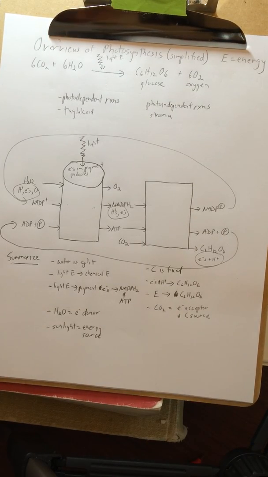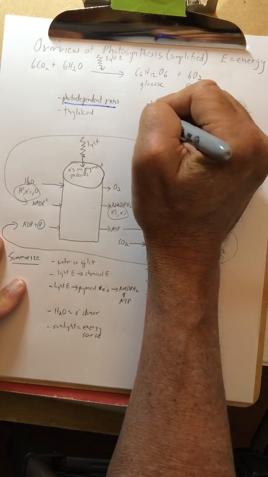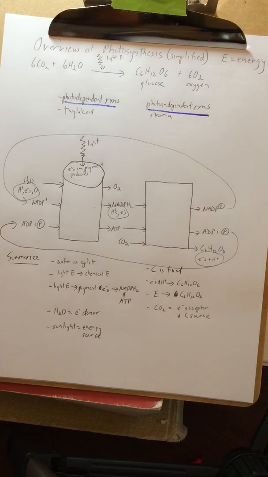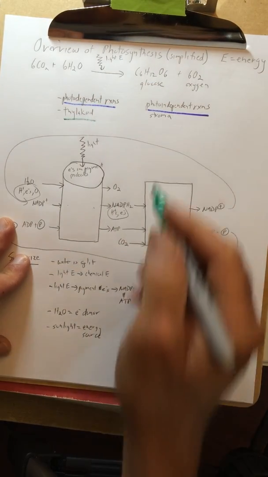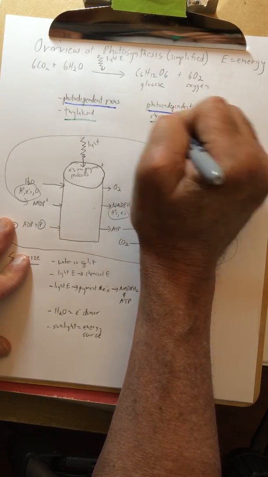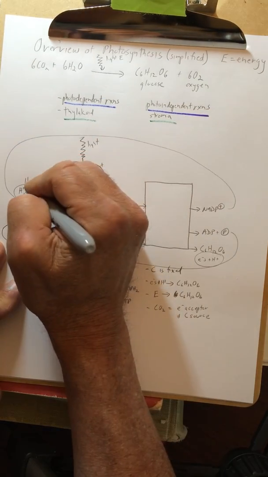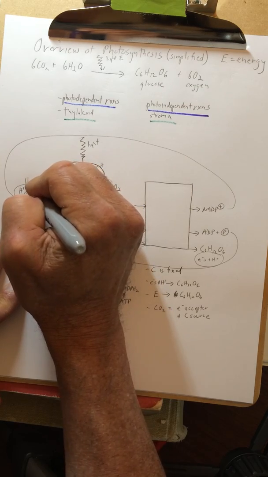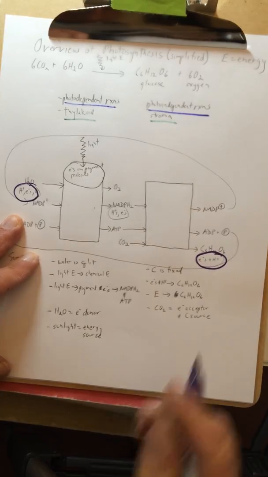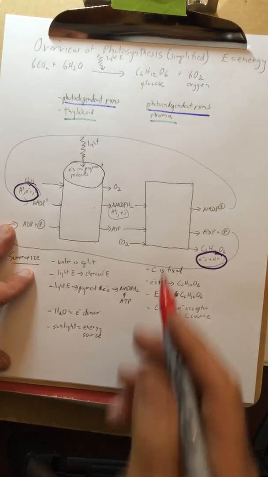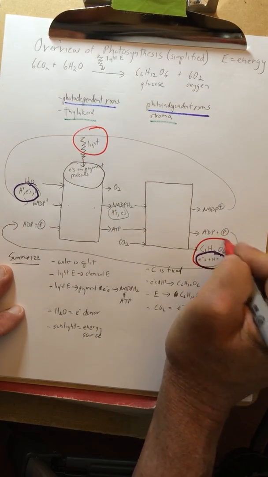And just to highlight some of these things with colors, okay, so the names of the two steps are the photo-dependent reactions and the photo-independent reactions. The photo-dependent reactions occur in the thylakoids, and the photo-independent reactions occur in the stroma. The electrons and protons originally start on the water molecule and end up over in the glucose molecule. And the energy comes from light energy and ends up down in the glucose molecule.